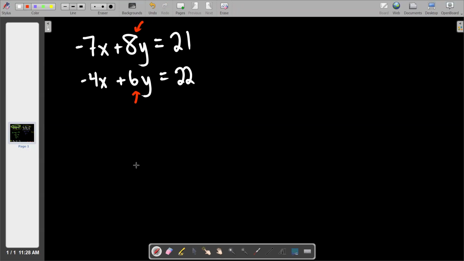What is the smallest number that 8 and 6 can both turn into? It's 24, right? It's not, I mean, 48 is what you were going for, and that would work just fine, except you're going to have bigger numbers. So I'm going to pick the smaller acceptable one. The smallest number that 8 and 6 both go into is 24. So I'm going to take a modified version of what Justice said, and I'm going to multiply the top equation by, do you want to do the negative on top or the bottom?